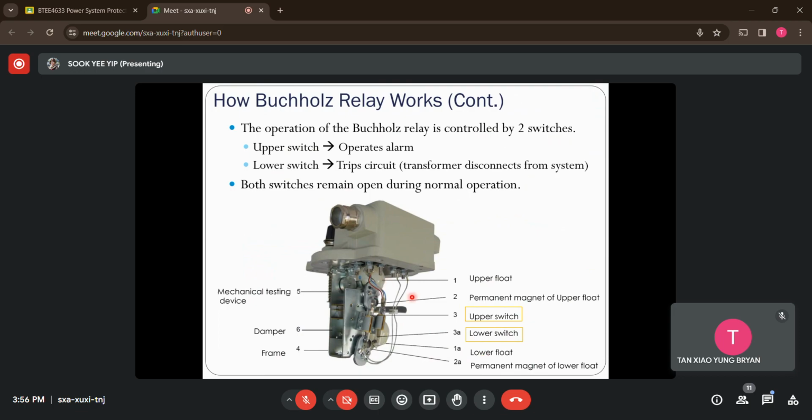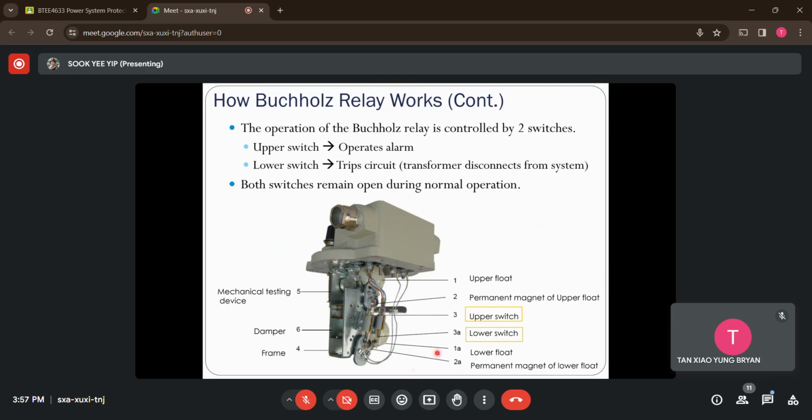So based on the oil levels within this Buchholz relay, it will change the positions of the floats, like buoyancy. All right, so what happens if I have an oil level that reduces, causing the upper float position to reduce as well? Whenever the upper float position reduces, it will cause the upper switch to be turned on. What happens if the upper switch is turned on? It will start to operate the alarm to tell you that there is a loss of oil right now for the transformer, so we could have overheating conditions. Okay, so that is the function of the upper switch.